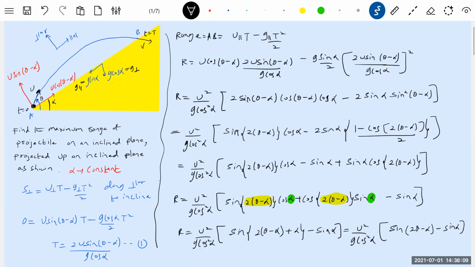Alpha must be constant. Only theta is varying, and by varying theta I can adjust for maximum range. Alpha is a constant, and the speed with which we project, u, is also a fixed value. So only theta is variable. Now this R will be maximum only when this quantity is maximum. I just say that this R is dependent on it.